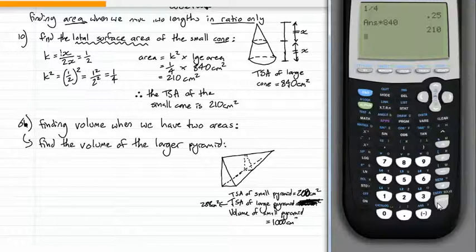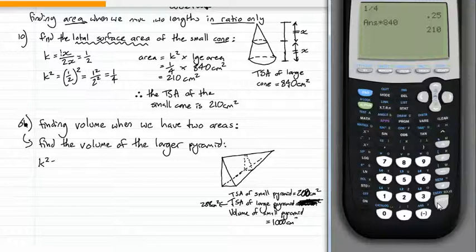Question 6b is finding the volume when we've got two areas given to us, and I've got the messy writing, I'm sorry. So we want to find the volume of the larger pyramid, and they've gone and overlapped things again, which is very annoying. But they've given us two sets of the surface area. So given that we've got the surface area, we'll be finding k squared. Area on the copy divided by area on the original.